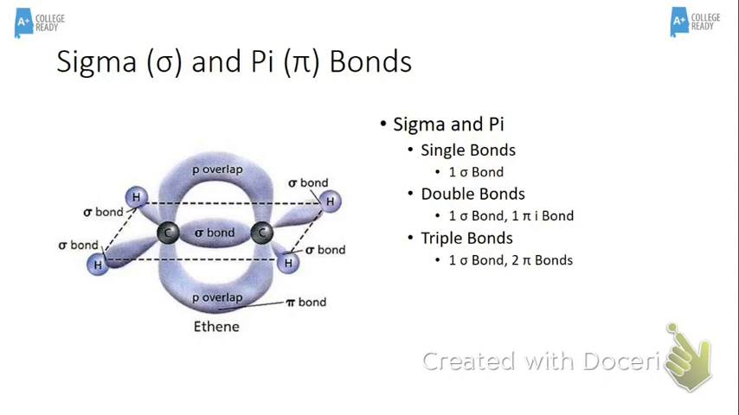So we have two types of bonds. We have sigma bonds and we have pi bonds. Our single bonds are made up of only one sigma bond, and sigma bonds tend to be stronger than pi bonds are, which we talked about in the very first video. Our double bonds consist of one sigma bond and one pi bond, and our triple bonds consist of one sigma bond and two pi bonds.